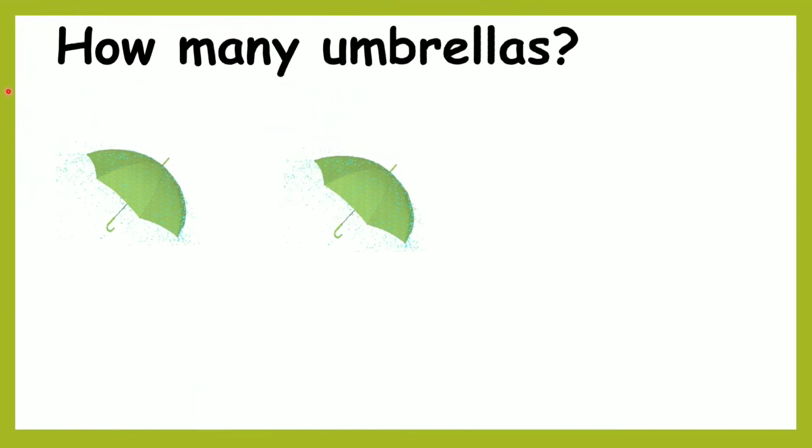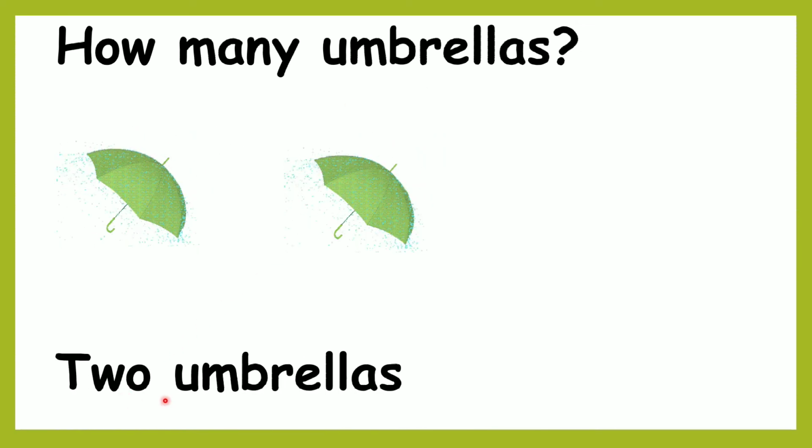Example 2, we had how many umbrellas? Well, let's count. 1, 2. So, 2 umbrellas. And we said if there are more than one, we add the letter S at the end of the word. That's to mean more than one. So in this case we say 2 umbrellas.